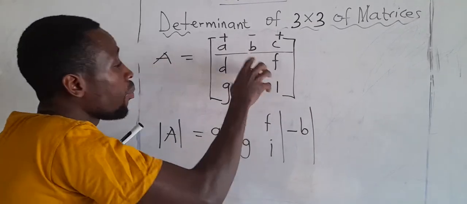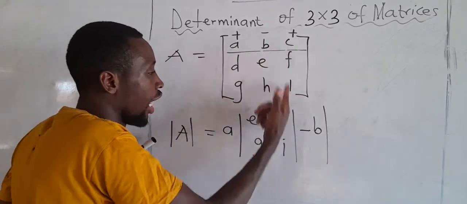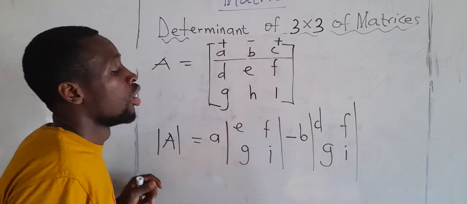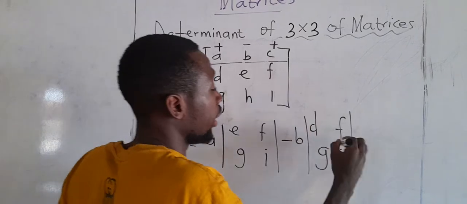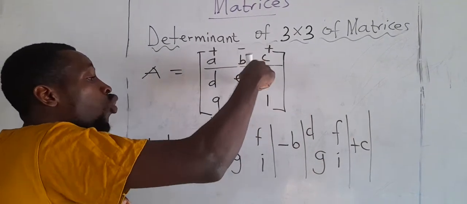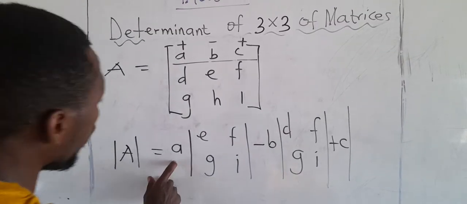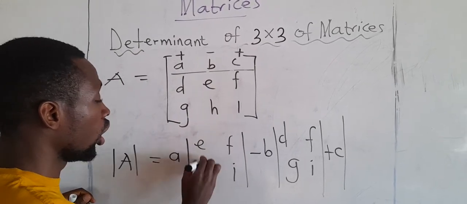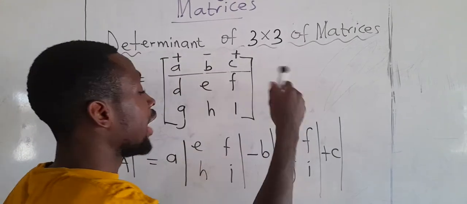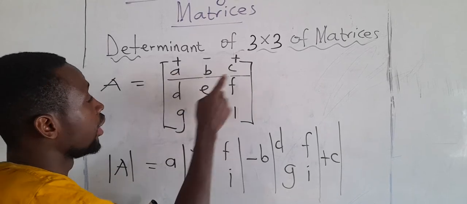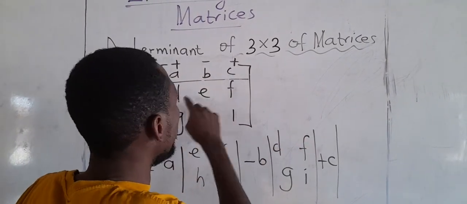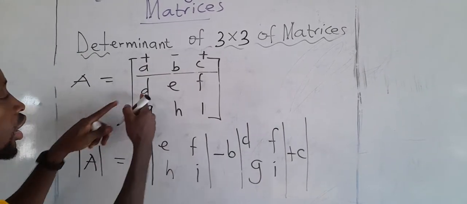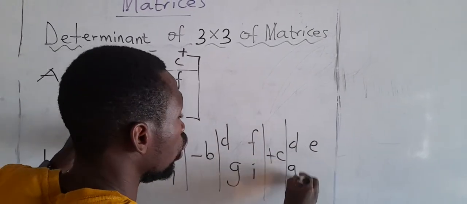What again? The determinant of what is not under the B. That's D, G, F, I. So we have D, F, G, I. The determinant of that. Then, plus C. Then the determinant of what is not under the C. So we say if we pick A, the determinant of what is not under the A. What is not under the A is E, H, F, I. Minus B, then the determinant of what is not under the B, that is what is under A and C: D, F, G, I. Then we pick C, then the determinant of what is not under the C, that's D, E, G, H.